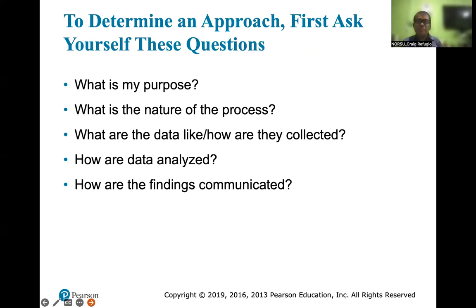To determine an approach, first ask yourself the following questions. What is my purpose? What is the nature of the process?